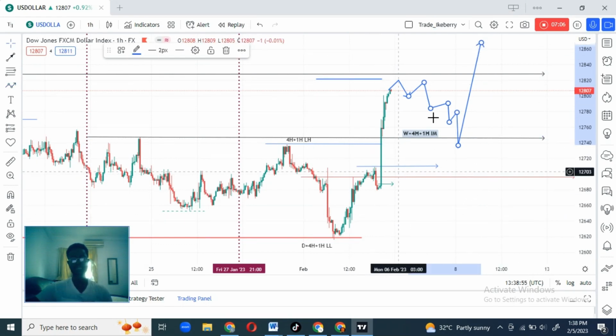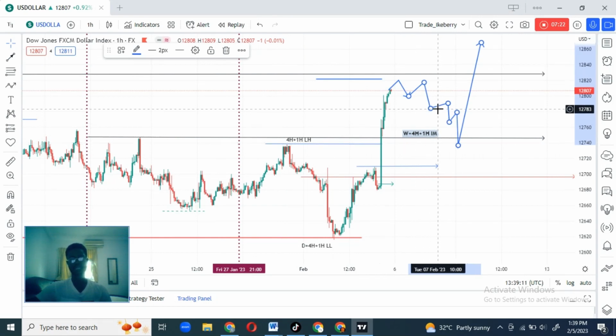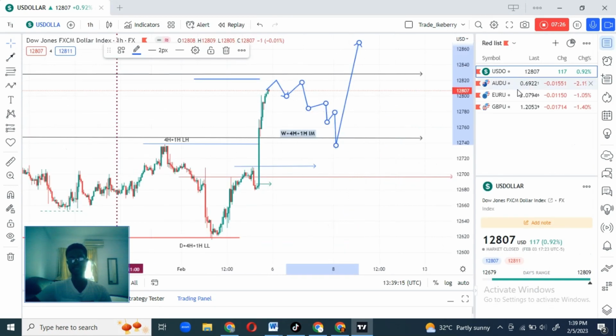So we don't expect much from the 1H. We just expect the 1H to retrace into this 4 hour period structure here, as well as the weekly. You see the 4 hour and 1 hour structure here, as well as the weekly 4 hour and 1 hour imbalance here. So that is what we expect from the USD, God willing, in the week to come.